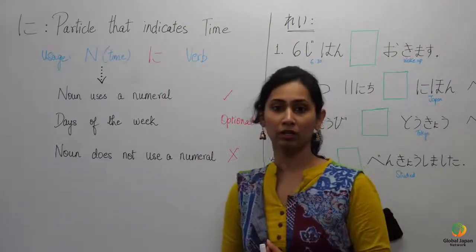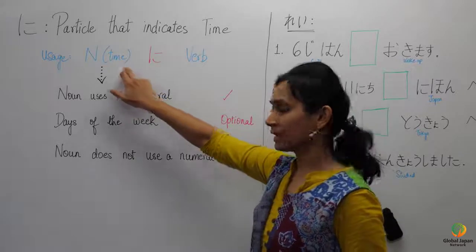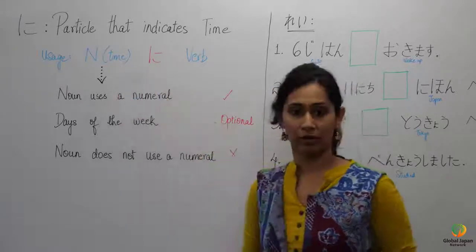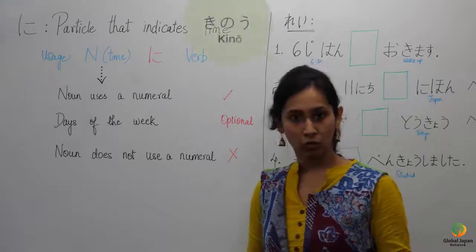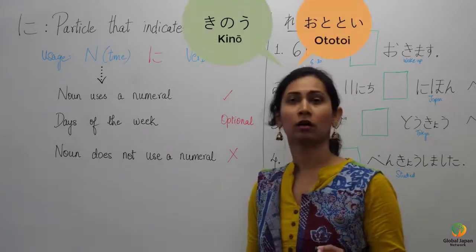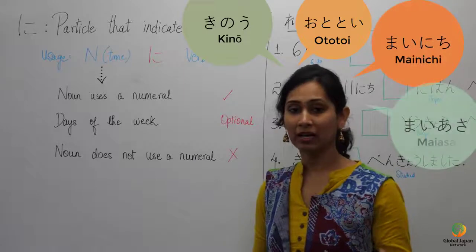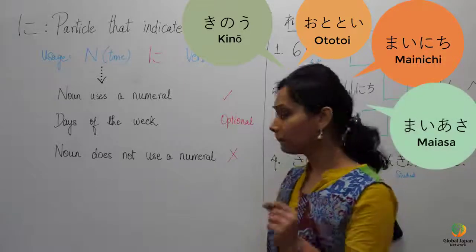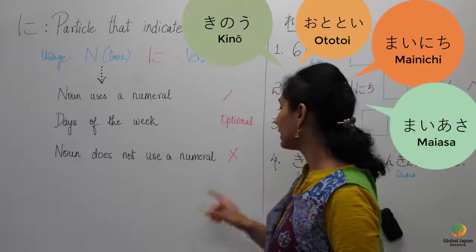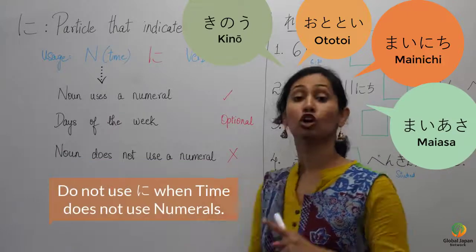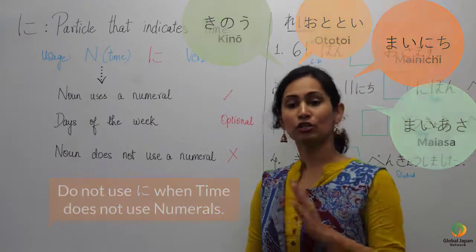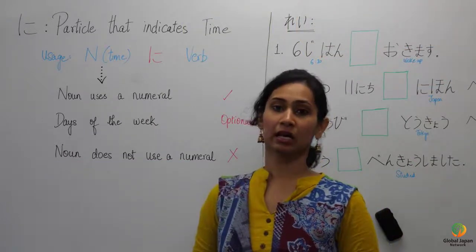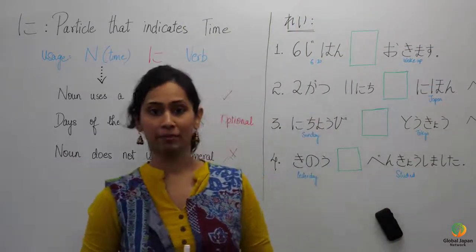Third point, pretty important. When this time does not use a numeral, that is, words like kinno, ototoi, mainichi, maiasa, when numbers are not used, then ni particle should not be used. So let's understand this by looking at some examples.